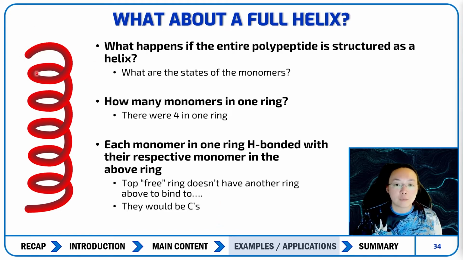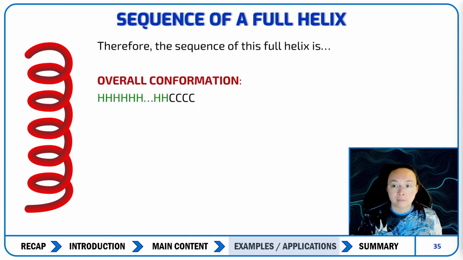Because at the top of the helix, when your protein sequence runs out and you don't have any more amino acids, you will not be able to hydrogen bond with anything else. So at the very top of that helix, you're going to have the 4 remaining non-hydrogen bonded components in a coil state. So therefore, the sequence is going to be H's all the way up until the last 4, which would be CC, CC.